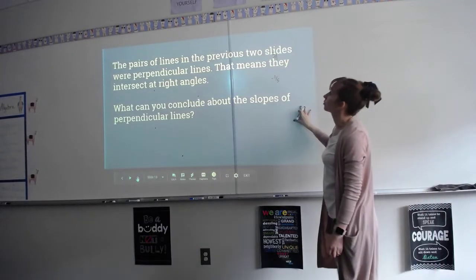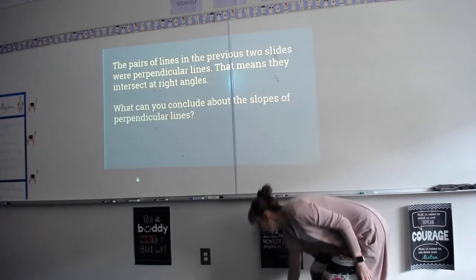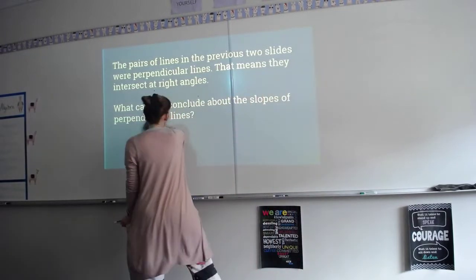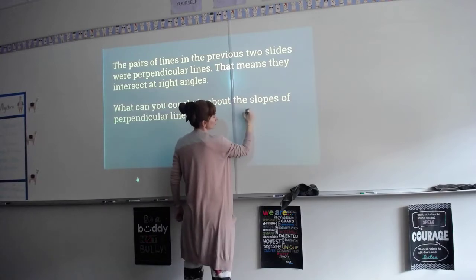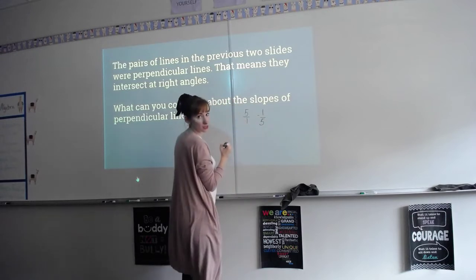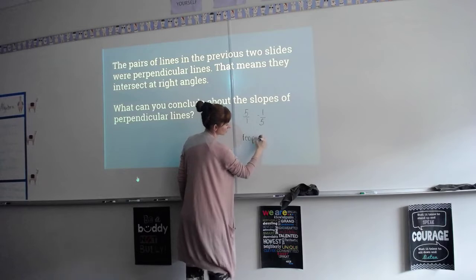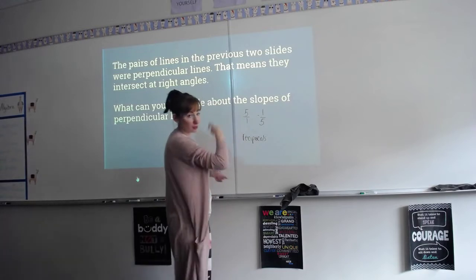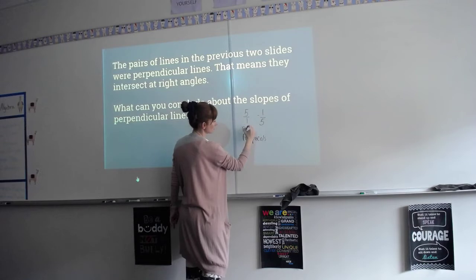So the pair of lines in the previous two slides were perpendicular. That means they intersect at right angles. What can you conclude about the slopes of perpendicular lines? Well, in that last slide, we had the slope of 5 over 1, and then we had the slope of negative 1 over 5. I hope you're seeing that they're reciprocals. And remember, that's just a fancy math term for flipping a fraction. And then one's positive and one's negative. So negative reciprocals.